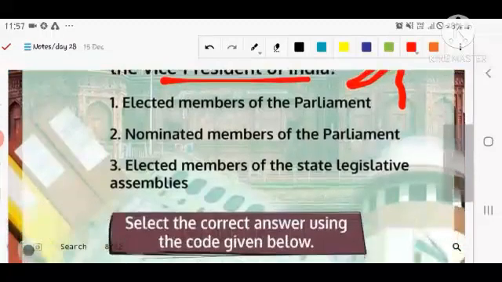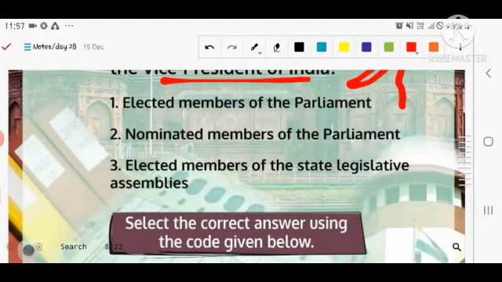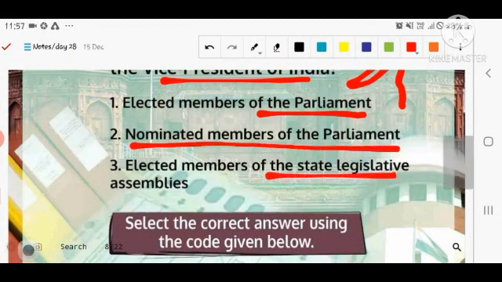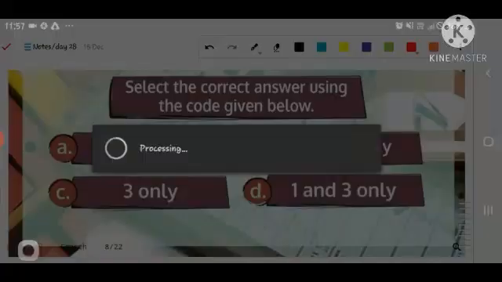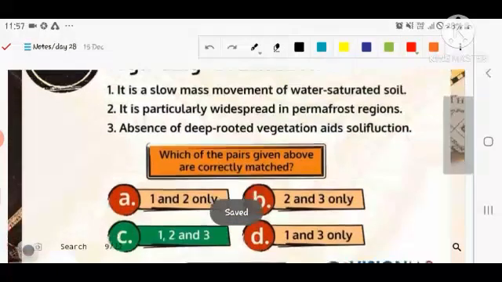Let the Rajya Sabha of the chairman of the Rajya Sabha. The first option that they are given is the elected member of the parliament, second nominated member of the parliament, elected member of both the state legislative assembly. So you have again choose the correct option here.